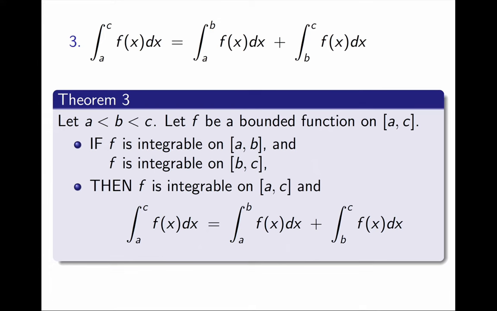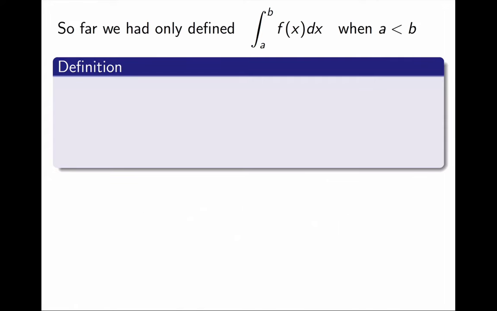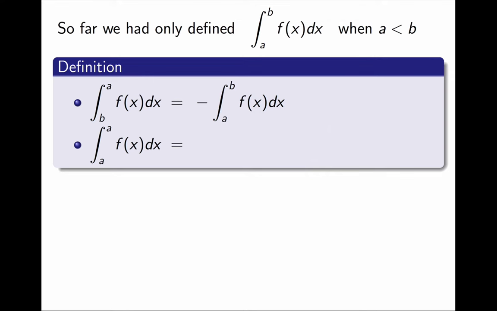But we can expand this a little bit. So far, we had only defined a definite integral from a to b when a was less than b. Let's go further. Here's a new definition. I am going to declare that the integral from b to a is minus the integral from a to b. I can do this. Up to this point, we had never integrated backwards. This is a new concept. So I get a new definition for it. From now on, this is what a backwards integral will mean. And in addition, the integral from a to a will always be 0, by definition.